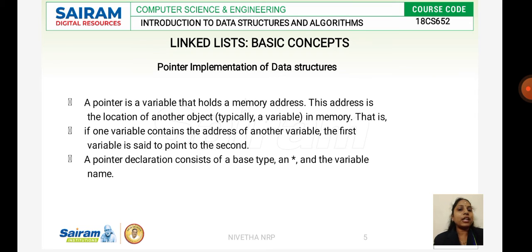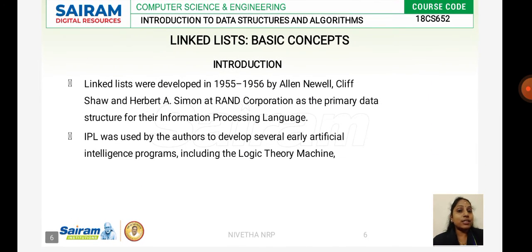Pointer implementation and linked list implementation are the same. We have two fields here, one field to represent the data and the other field to represent the address of the next element. Now we'll see who introduced this. The linked list was developed in 1955 to 56 by Allen Newell, Cliff Shaw and Herbert Simon in order to create an application which involves a large amount of data. When there is a large amount of data, that data has to be organized in a specific order so that it is converted into an application. For this purpose, they created the linked list.